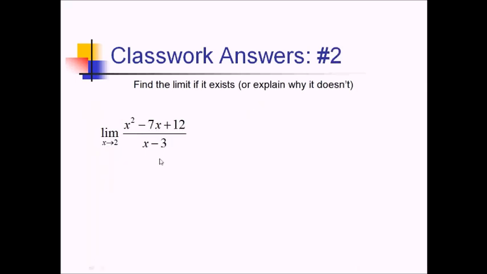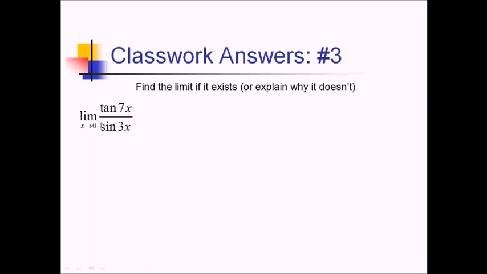For this problem, we're taking the limit as x approaches 2 of this rational expression. Now, if I plug 2 into the numerator and denominator, at least in the denominator, I very quickly see that I'm not going to get 0. So we can actually go ahead and plug in 2 for real. If I do that, I'm going to have 4 minus 14, which is -10, plus 12 is 2. Down here I've got -1, so grand total of -2 for that limit.